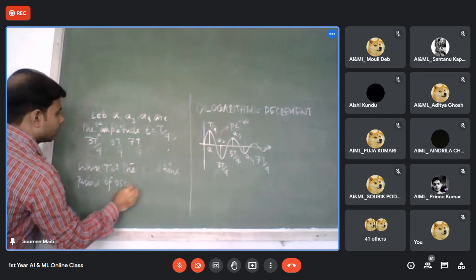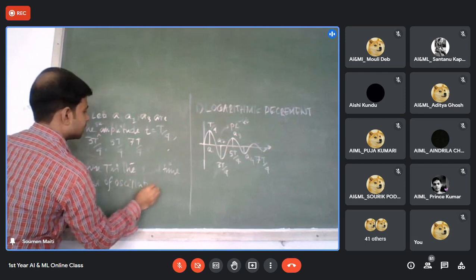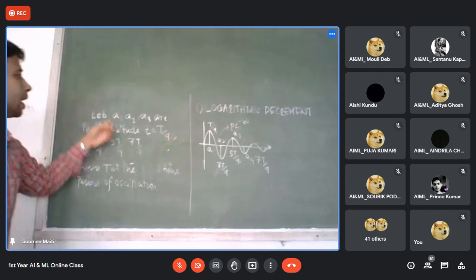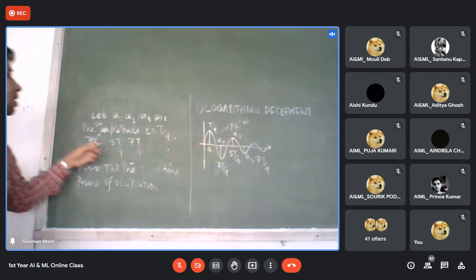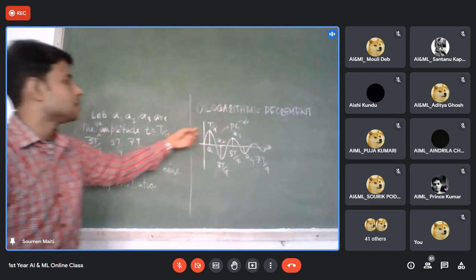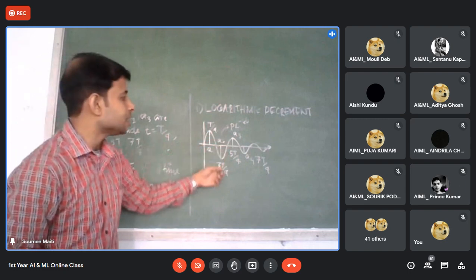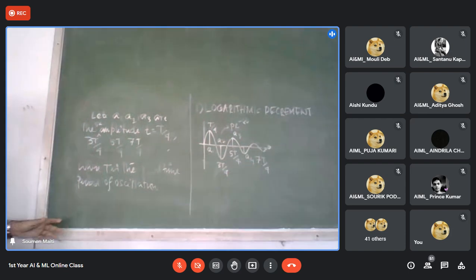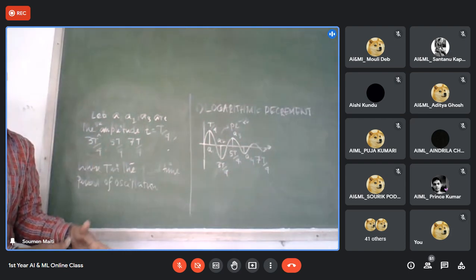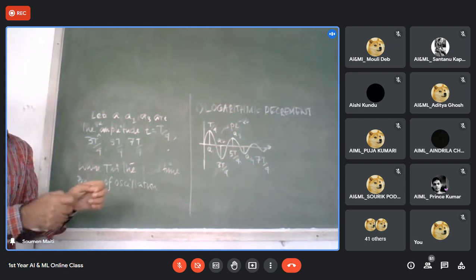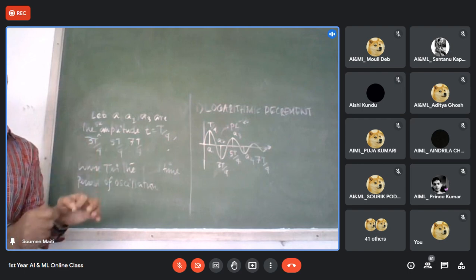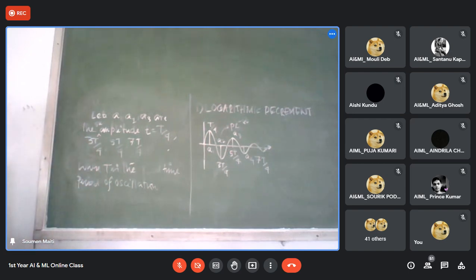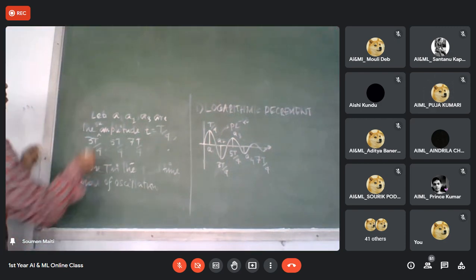Yes or no? Now look at the graph and justify the statement. Let A1, A2, A3 and so on be the successive amplitudes at T by 4, 3T by 4, 5T by 4 and 7T by 4. This statement is only valid if capital T is the time period of oscillation. Is it clear? Yes, sir.